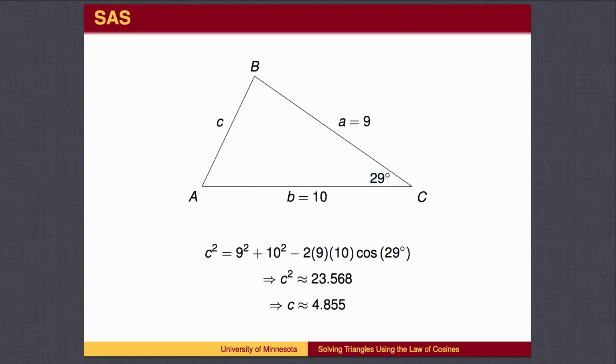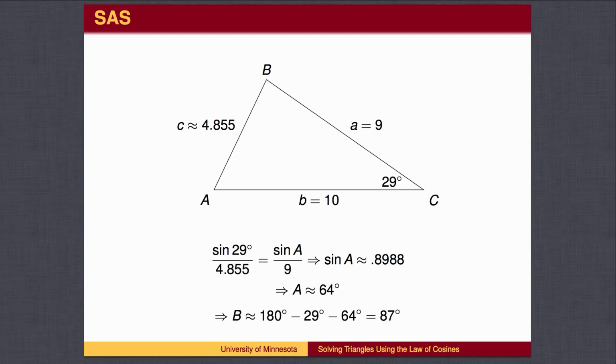Given two sides and the included angle of any triangle, you can find the third side using the law of cosines. Here's an example. Side C is found by using the law of cosines. You can then find the missing angles using the law of sines. Notice that there is only one solution listed.